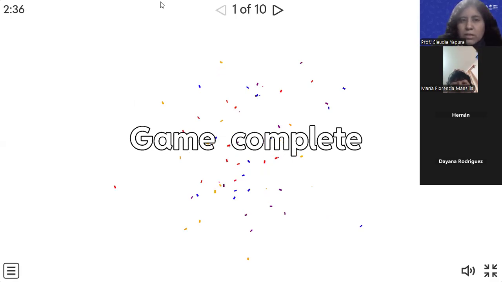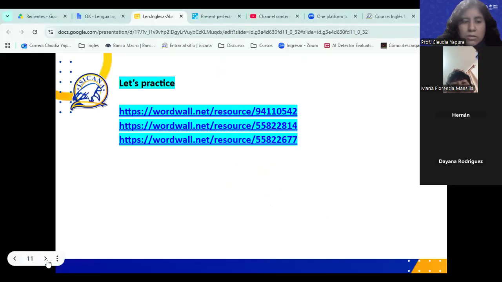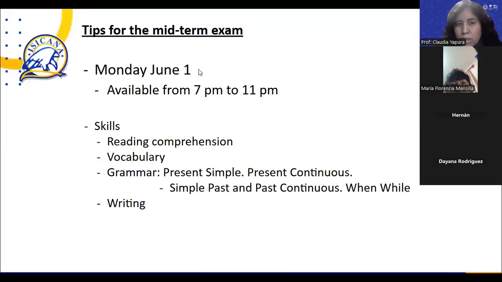Excellent. Yes. Okay, let's continue with some tips for the midterm exam. It's going to be on Monday the 1st. Yes, remember it's a written exam and it's going to be available from 7 p.m. to 11. Yes? So, what are you going to do?